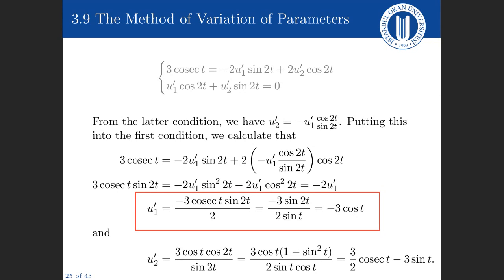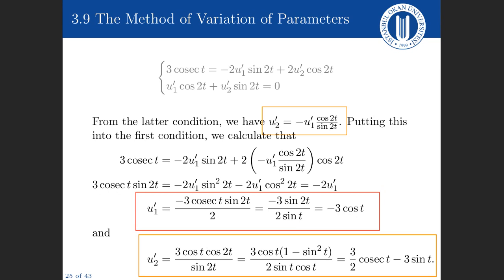After we know u1 prime, we can put that into the top formula in the orange box, and we can calculate that u2 prime is 3 over 2 cosec t minus 3 sine t. This slide has just been algebra. We've just been using linear algebra to solve a linear system of two equations.